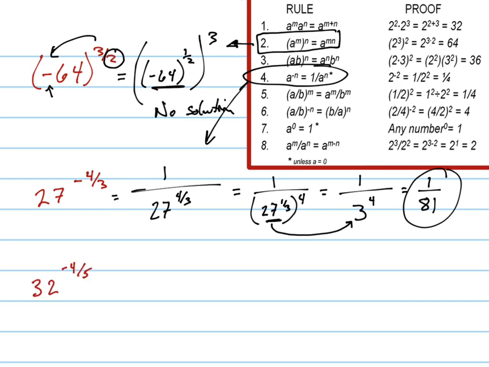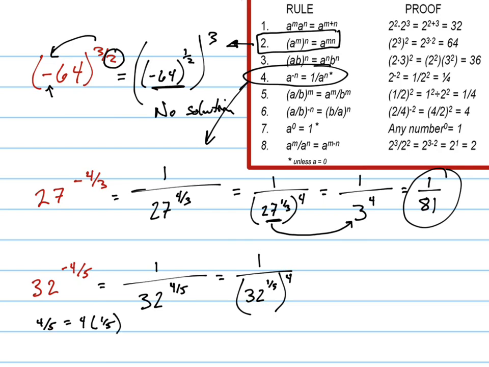Let's try one more. Same kind of thing, right? This negative power, I first do what? First, flip it to the bottom and make it a positive power. That's the first step. Now what? Rewrite this as 32 to the 1/5, and then to the 4th. Think of 4/5 as 4 times 1/5, and you can choose whichever one you want to go first.